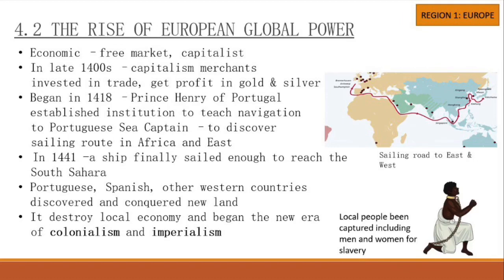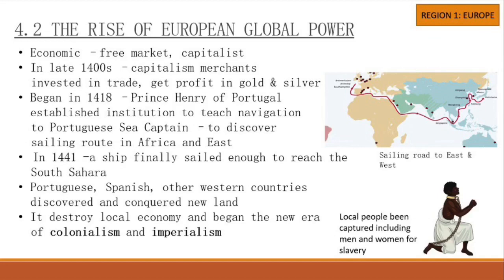And it started in the year 1418 when the Prince of Portugal during that time, Prince Henry, established a new institution specially to teach navigation to the Portuguese sea captains. That institution is located at Sagres, Portugal. He was hoping that by opening up that institution, they would discover a new sailing route in Africa and the East, where in the East there is a spice island that they wanted to take over.